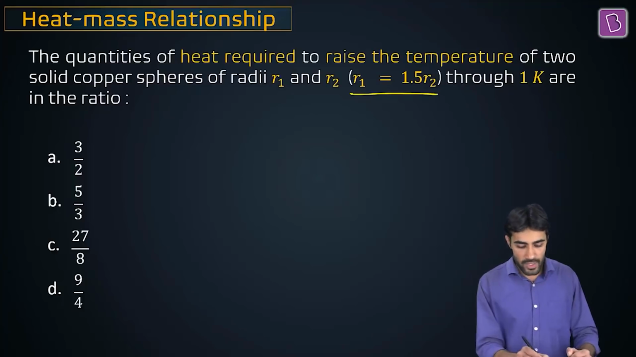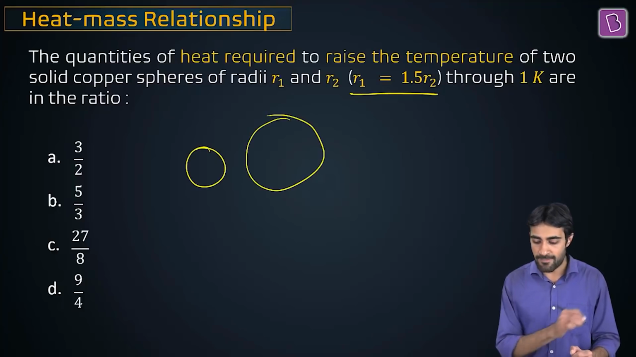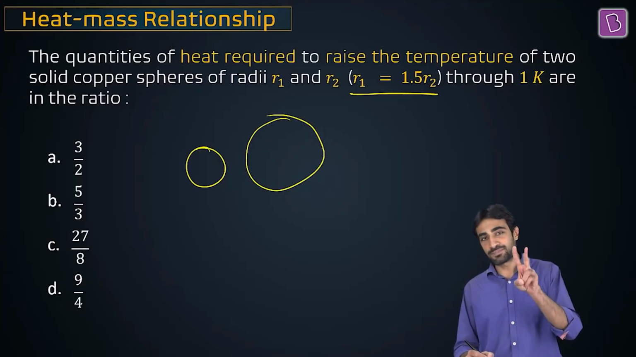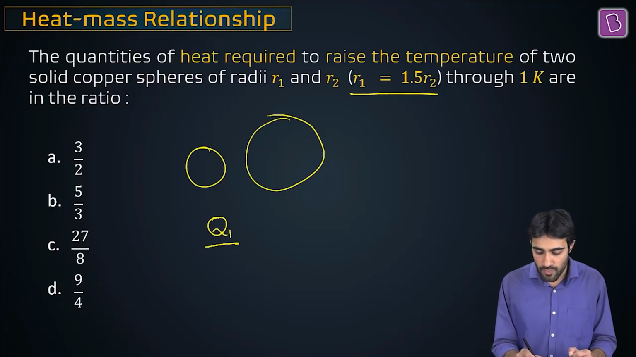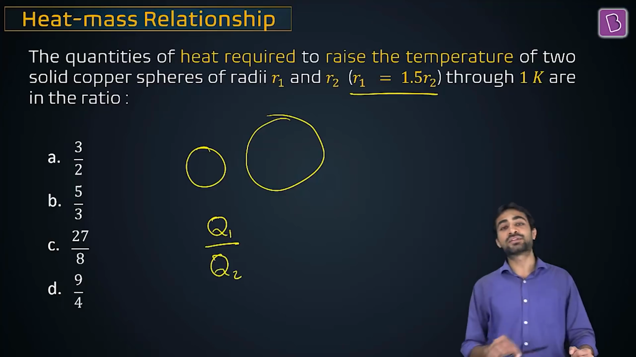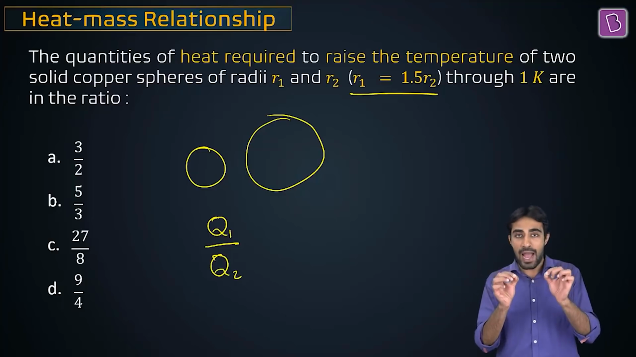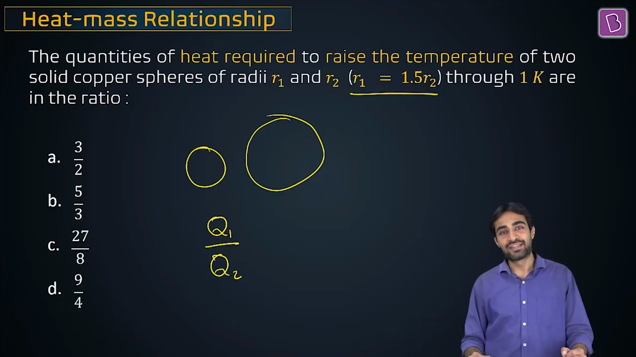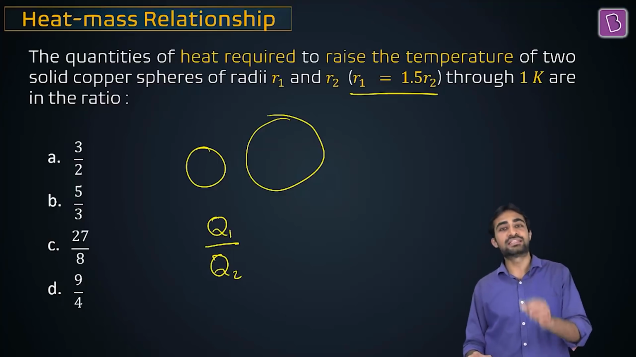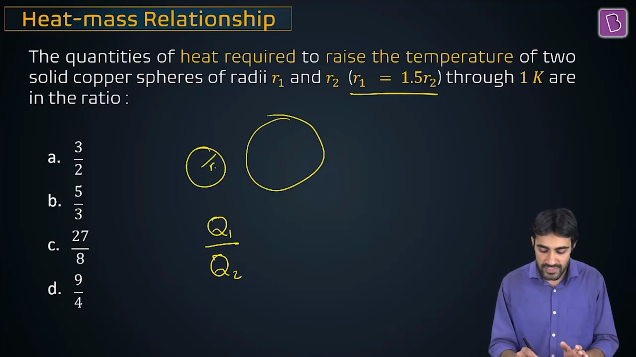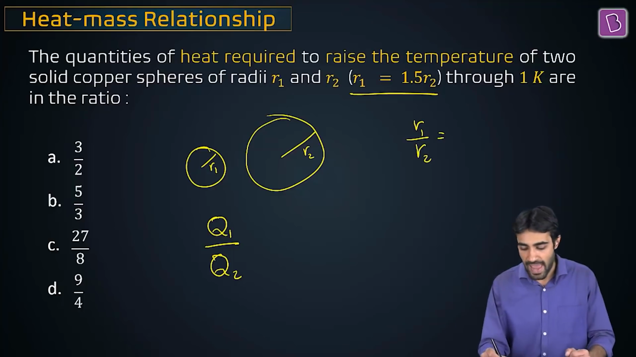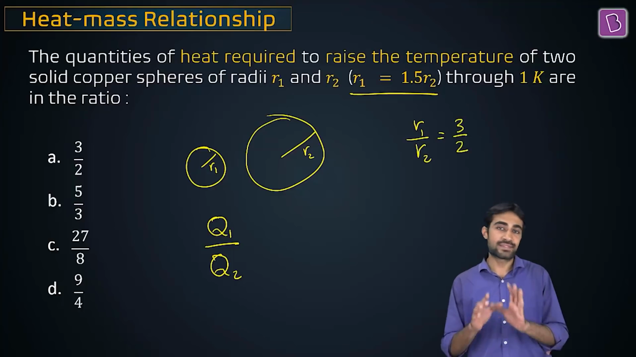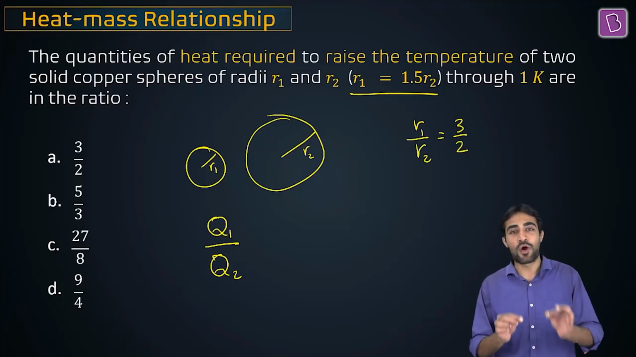And we have to tell what is the ratio of heat required to raise the temperature of these two copper spheres. These spheres are made of the same material. So what is the ratio of heat required, Q1 divided by Q2, if we raise the temperature of these two spheres by 1 Kelvin? And the ratio of the radii R1 by R2 is 1.5 as given in the question, and we can write it as 3 by 2. We know the material is the same. What is the ratio of heat required?